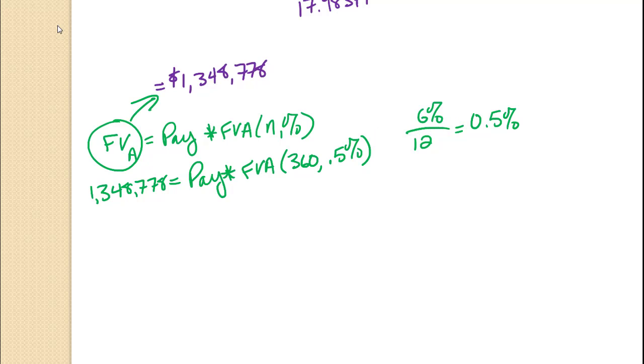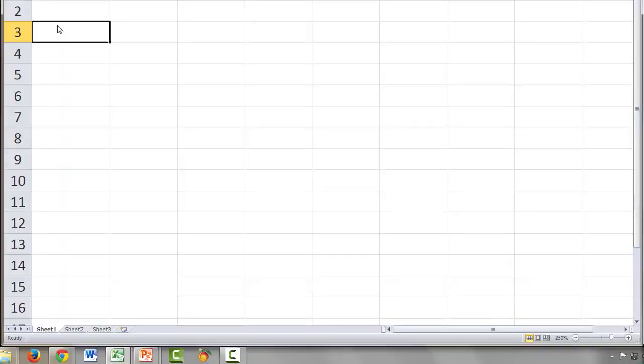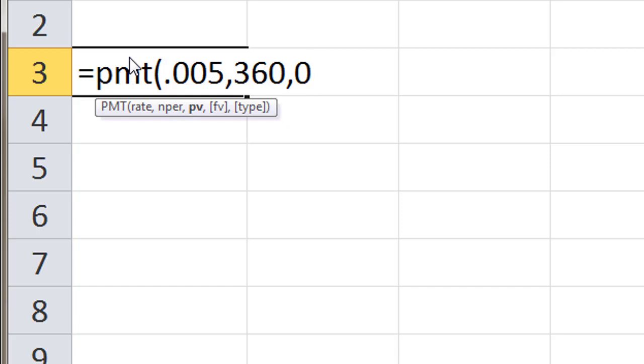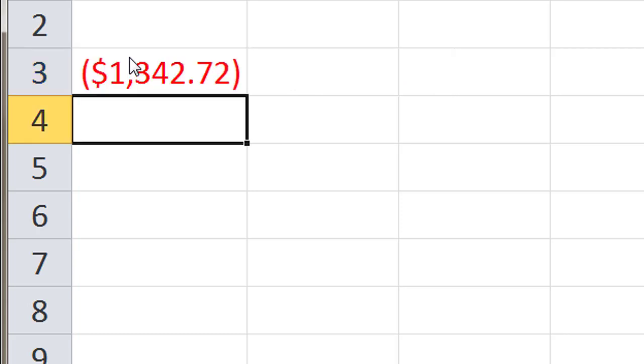Now, we already know from looking at our tables before, 360 isn't on our tables. So the only way we're going to be able to solve this is by going to Excel. So let's go ahead and do that. And the good news is it's that same payment function. My rate is 0.5%, so 0.005. Payments are 360 again. Present value is 0. He's got nothing now. The future value is that 1,348,778 that we just calculated. And then we're going to hit in parentheses, and there's our payment. He needs to save $1,343 if he's going to have this retirement fund.